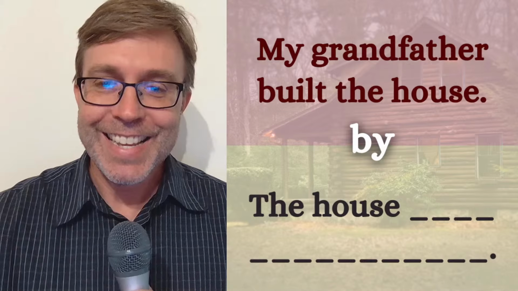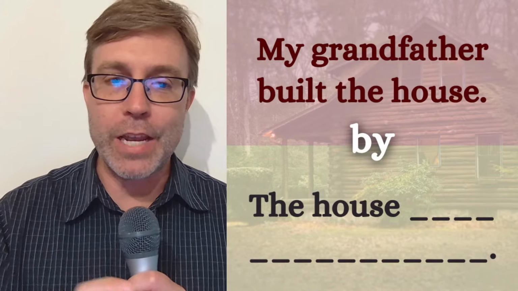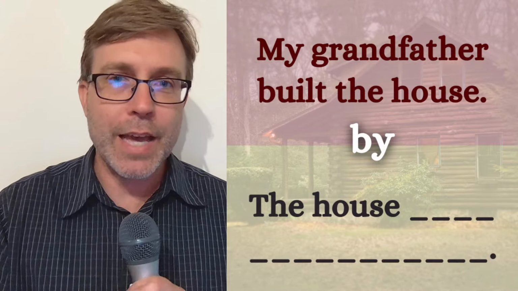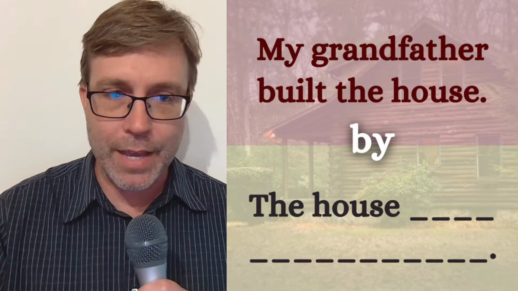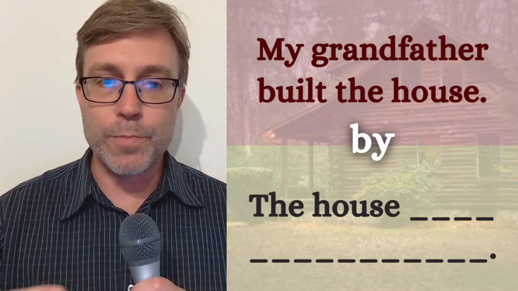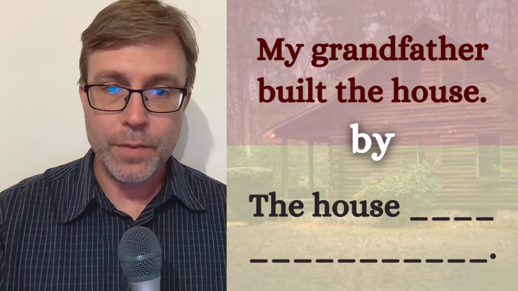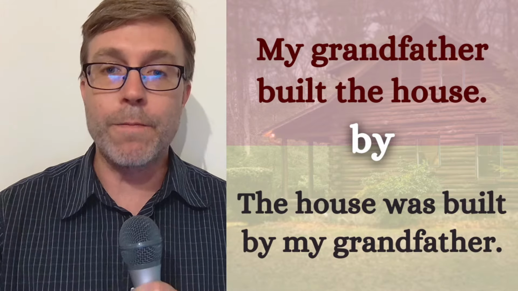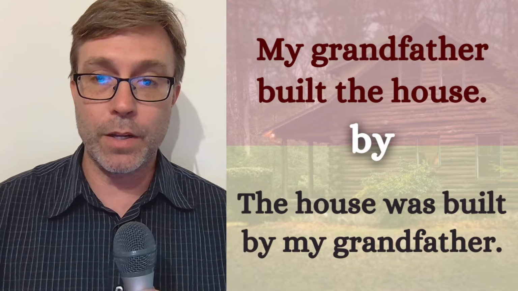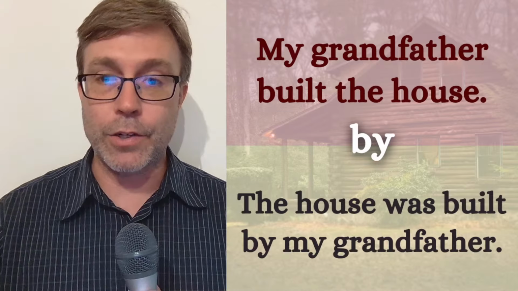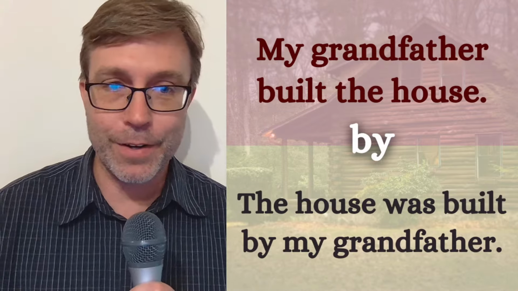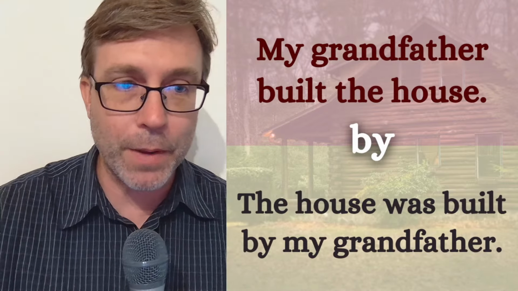I love it. So we're talking about changing a sentence from active to passive. You see that keyword "by", that is a hint. So we're making it passive, in which case we're going to use the verb to be followed by the past participle, by the actor. The house was built by my grandfather. All right, the house was built by my grandfather.